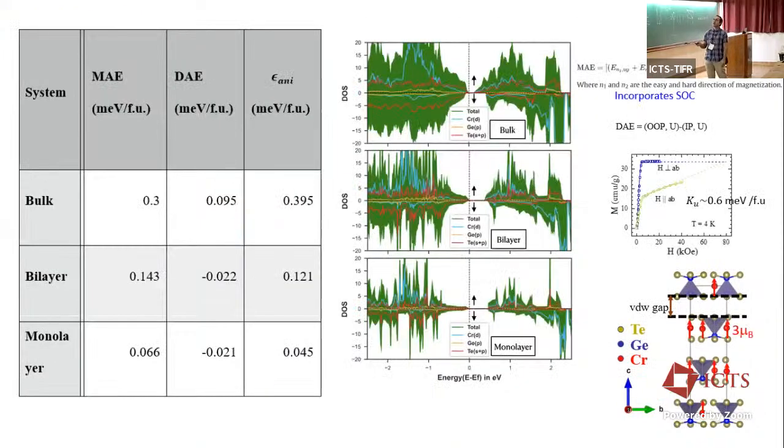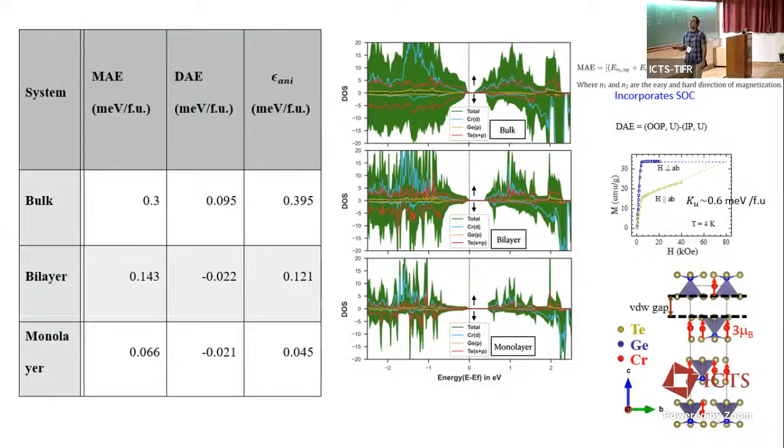And if you actually measure the magnetocrystalline anisotropy, so this is the density of states across the Fermi energy, and the tellurium is the one which actually gives rise to the spin orbit coupling. As you go from the bulk to the monolayer, you find that the contribution of tellurium at the Fermi energy decreases significantly. So the spin orbit coupling is actually going down in the system as you lower the dimensionality of the system.